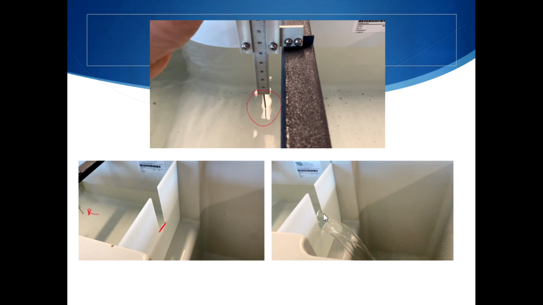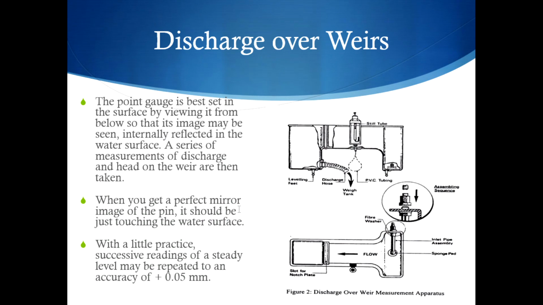So we can see here that we have an H, a given delta H. Since we already have our base H, we can then calculate our H doing the same but with flow. This is what it refers to when you get a perfect mirror image of the pin. It should be just touching the water surface.